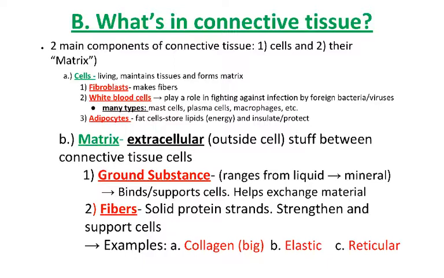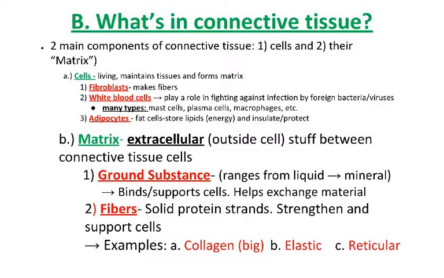Fibers, though, are found in all of them, even blood. But blood just doesn't have as much fiber as, for example, your bones or your tendons. And what those are is solid protein strands. What they do is strengthen and support your cells. In blood, they make the blood fluid itself a little bit thicker. But in your bones and your tendons, they're literally attaching things together all throughout and making them solid.